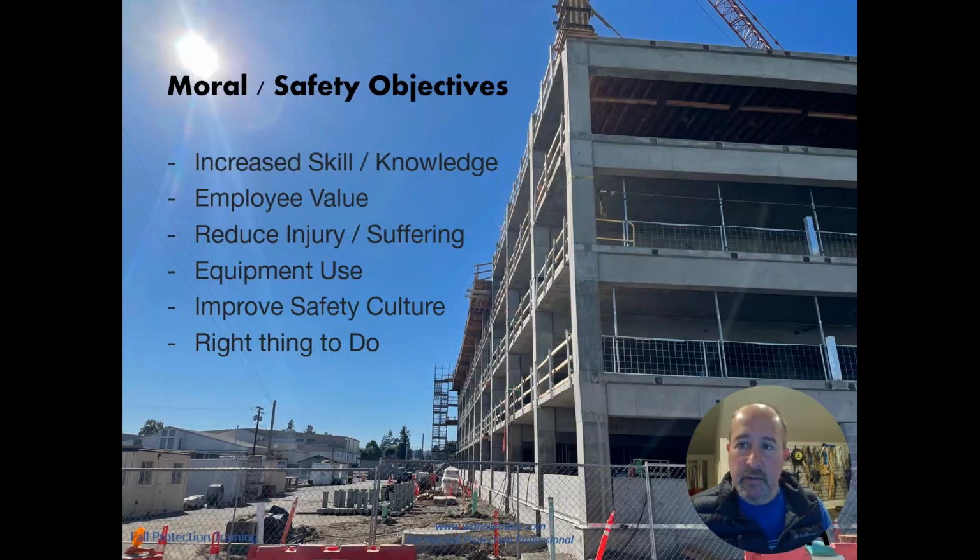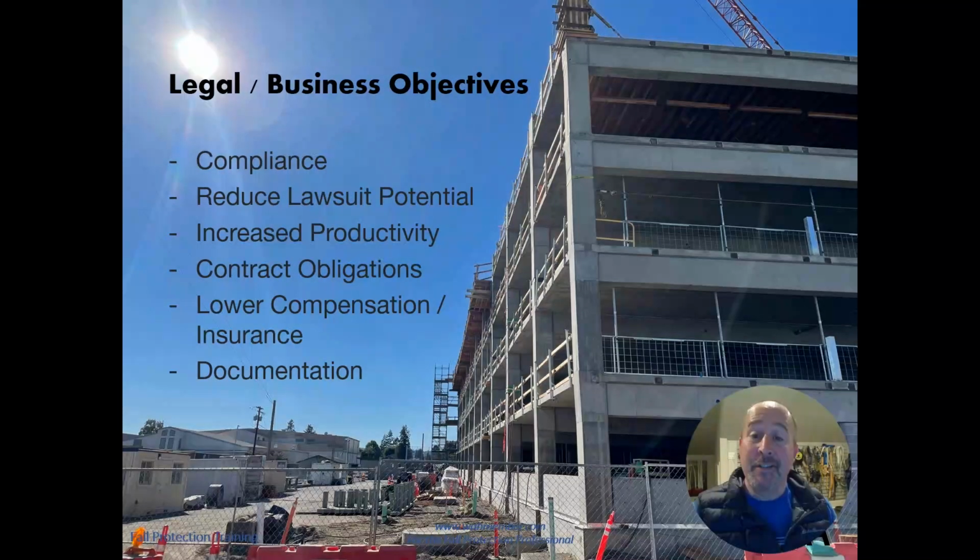The next list are the legal or the business objectives. This is the list that nobody really wants to talk about. However, they're just as valuable as the safety reasons, as we still have to accomplish these objectives when we're conducting fall protection training. So these objectives include compliance. There are occupational health and safety laws that say if you have workers up at height, you must train them in fall protection systems use. So adherence to a law is obviously one of the objectives of the training.